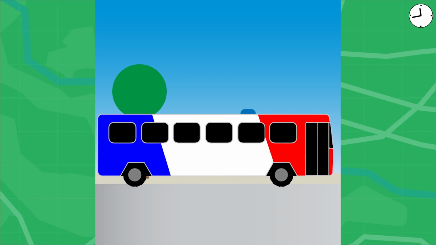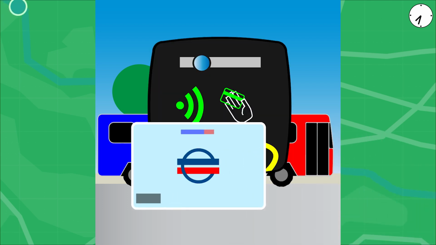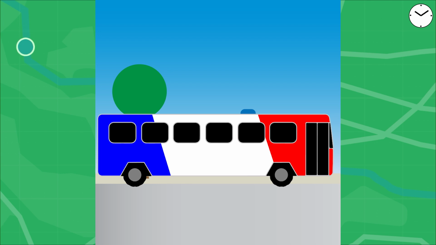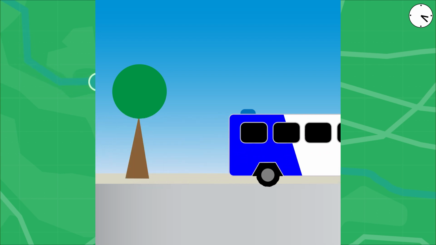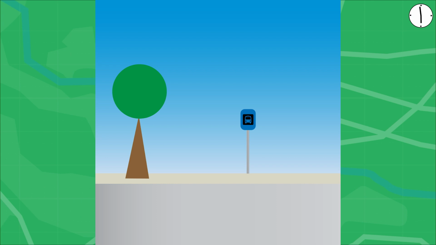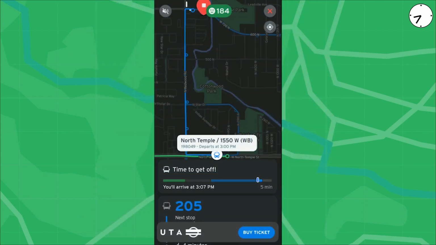Once the bus comes to a complete stop, make sure to get on, and then just like the train, you'll have to scan your bus pass when you get on and get off. In this case, the bus pass is on the inside of the bus. Now we can comfortably take a seat and wait for it to take us to our next destination.